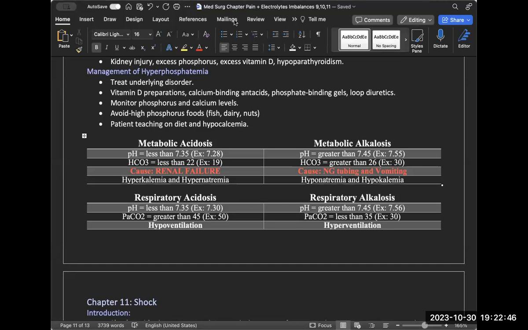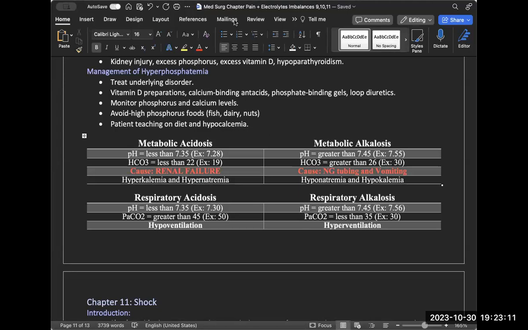Now, metabolic acidosis is a little different. Metabolic acidosis means a pH of less than 7.35, but also a bicarbonate level less than 22. Normal bicarbonate is 22 to 26, okay? And that's associated with renal failure. And the thing with that is I think that metabolic means the same. So if one decreases, the other decreases, where respiratory, it's opposites.